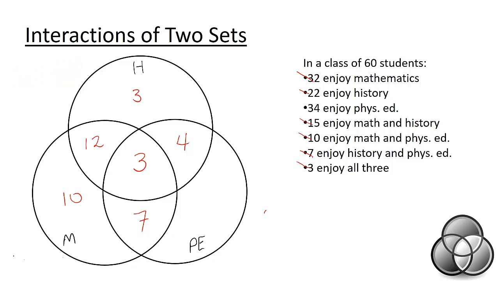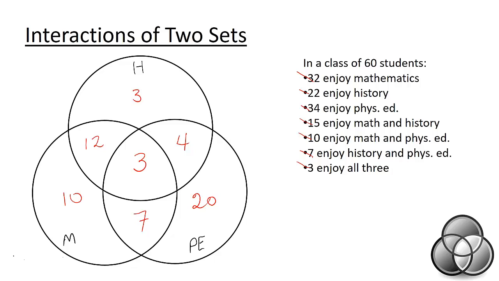And finally, we do a little bit of mental arithmetic for phys ed. Starting with 34, we have to take away 7, and 3, and 4. So that is 34 subtract 14. So that tells me that there's 20 that's remaining here in this leftover portion of our phys ed circle.